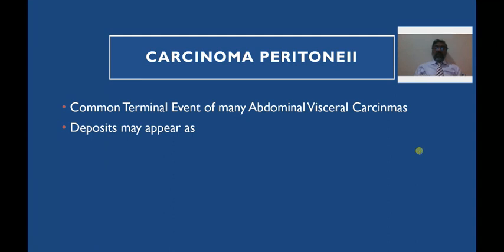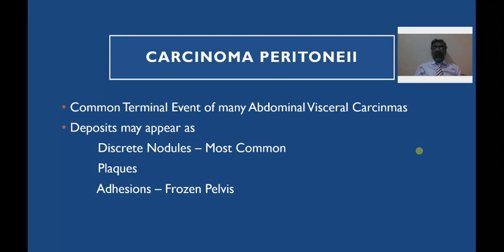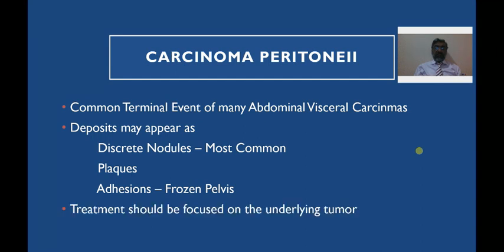Then there is a condition called carcinoma peritonei. It is a common terminal event of many abdominal visceral carcinomas, and deposits, meaning intraperitoneal deposits, may appear as discrete nodules, which are the most common, or they can be present as plaques, or they can also present as adhesions. The term commonly used for this condition is frozen pelvis. And treatment should be focused on the underlying tumor.